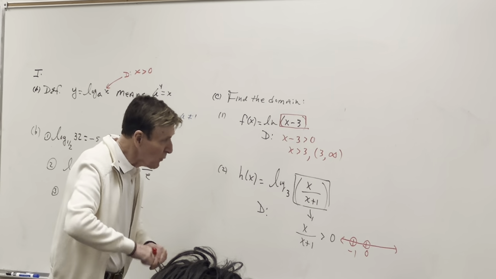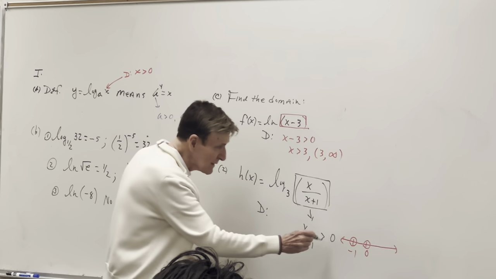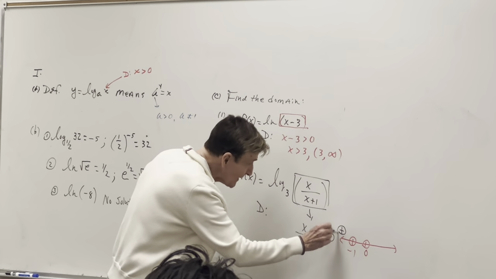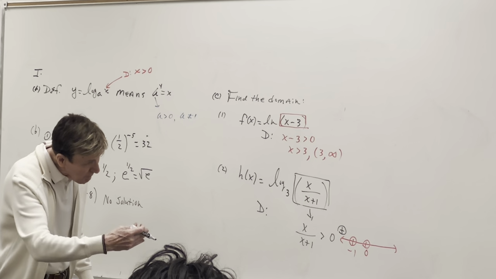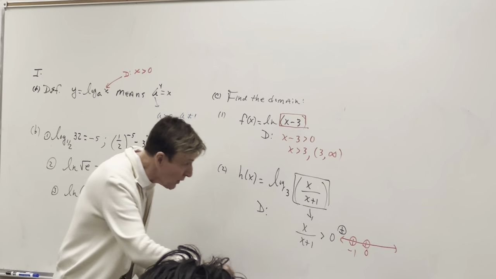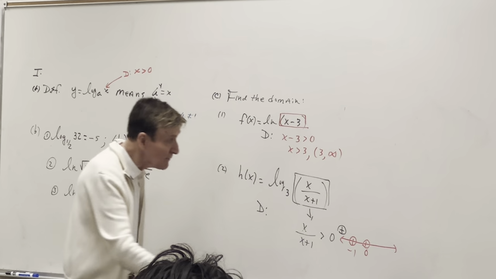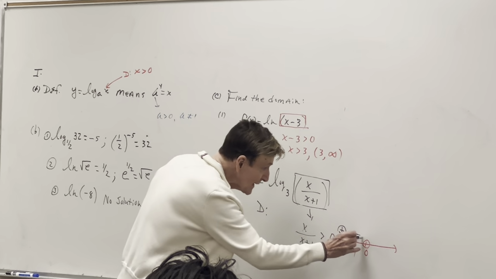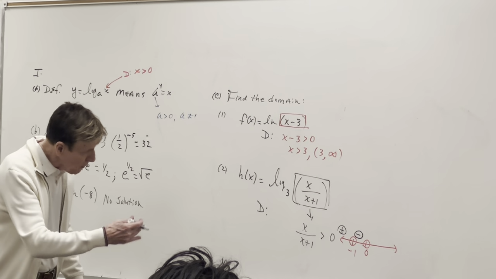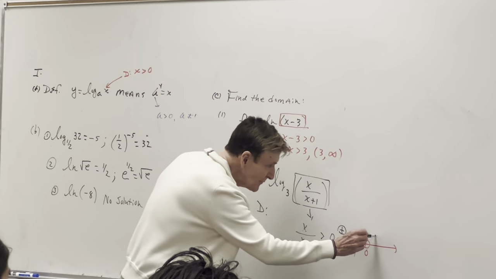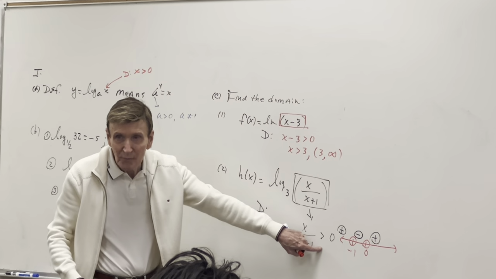Out to the left of -1, we'll try -2. That would be a -2 over a -1 that turns into a positive. Looks good. Next test between 0 and -1, -1/2. -1/2 over a positive 1/2 gives me a negative. I do not want that for a log. Out to the right of 0, we'll try 4. 4 over 5, positive. And I'm now satisfied with what I want.